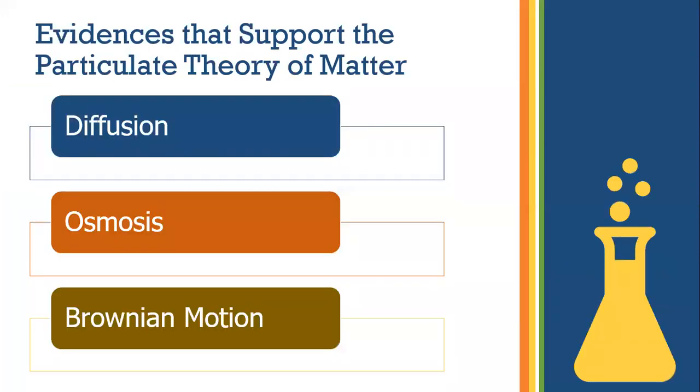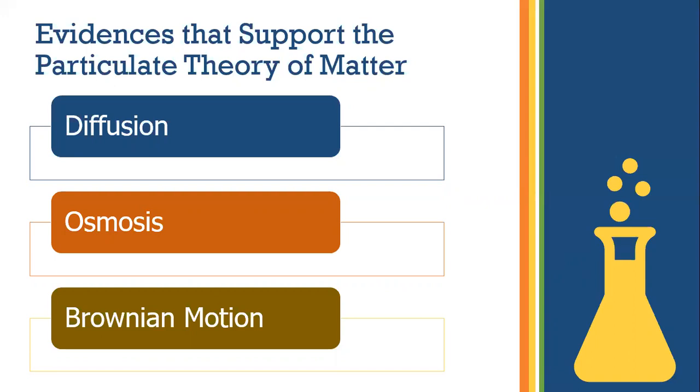Now, there are 3 main evidences that scientists use to support the particulate theory of matter. The first one is diffusion. The second one is osmosis, and the third one is Brownian motion. These 3 evidences prove the particulate theory of matter to be true.